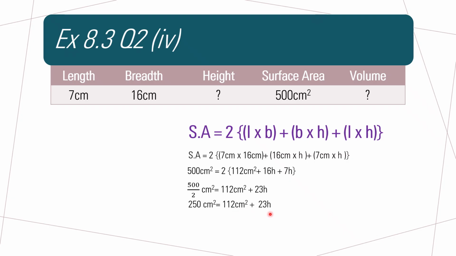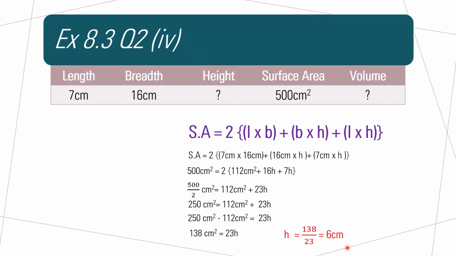112 is adding with this value, and on the other side of the equality sign it will subtract. 250 cm² minus 112 cm² is equal to 23h. Let's subtract. The answer is 138 cm². Here we are left with 23h. Now 23 is multiplying by h. On the other side it will divide by 138. After division we get height 6 cm.